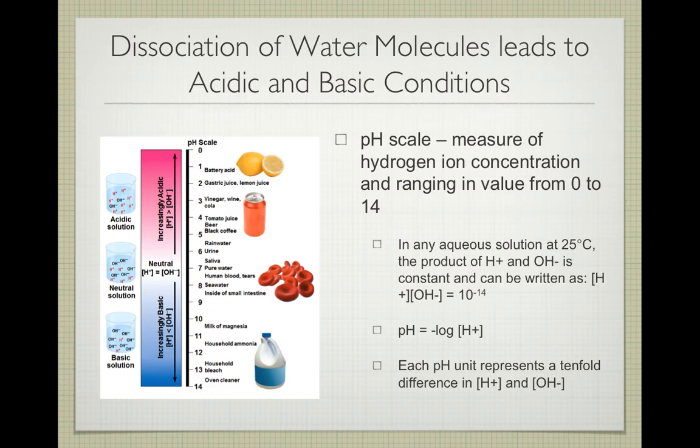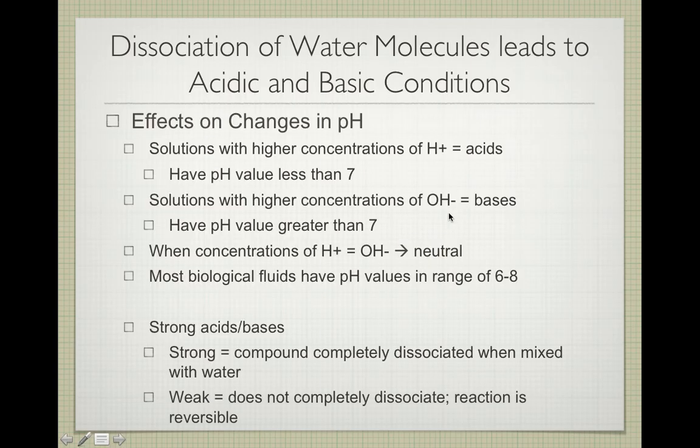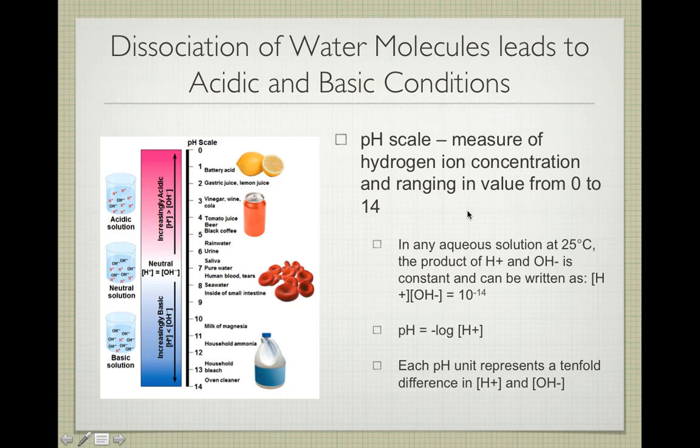So, the pH scale is just this measure of hydrogen concentration. Although when we looked at it back here, I said they kind of coincide with each other. Your pH scale really is based strictly on your H plus concentration, but you can infer your OH minus as being the opposite. And your pH scale is going to range in value from 0 to 14, 0 being the most acidic, 14 being the most basic.